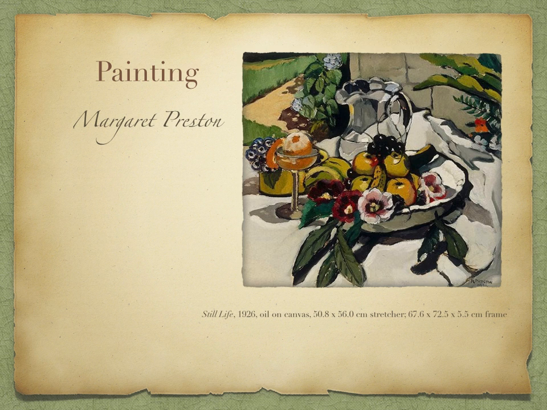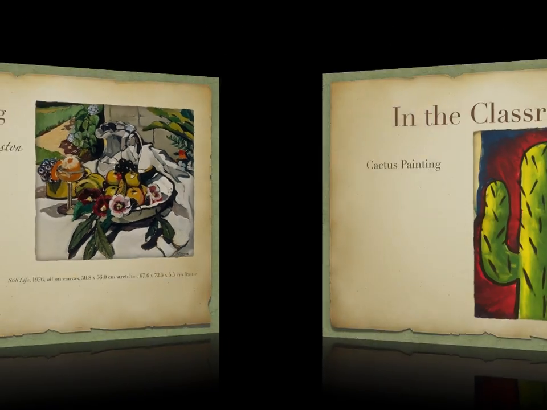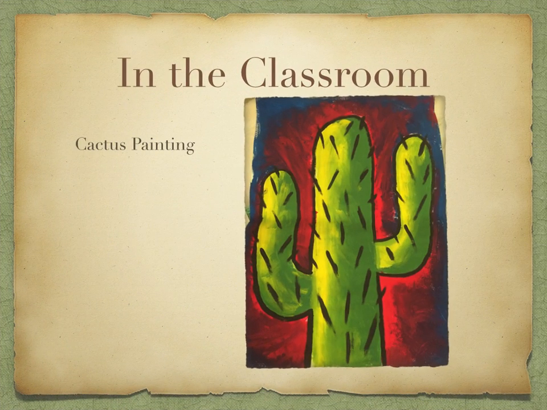Now these techniques that Margaret has used, we used to create a cactus. We created value by adding yellow to the edges of the cactus, making it lighter and then 3D. We also blended the colours in the background, the red and the blue, to make the cactus stand out, and the black lines helped this as well.